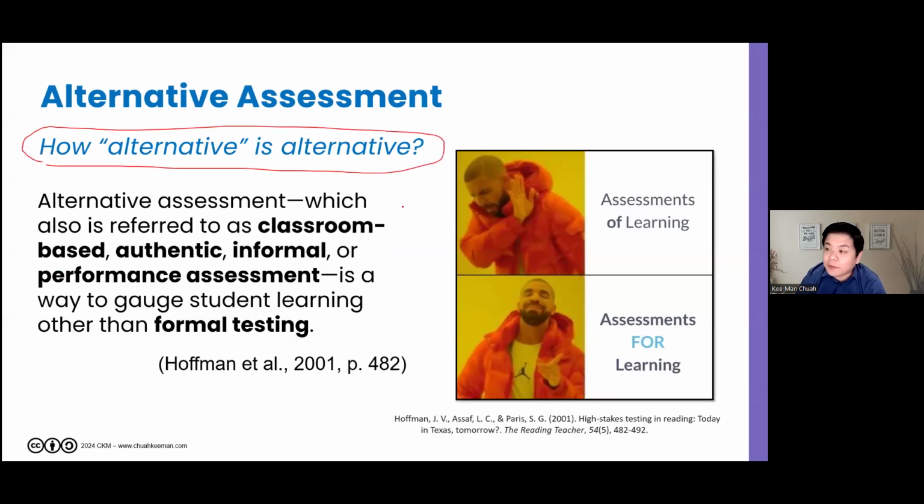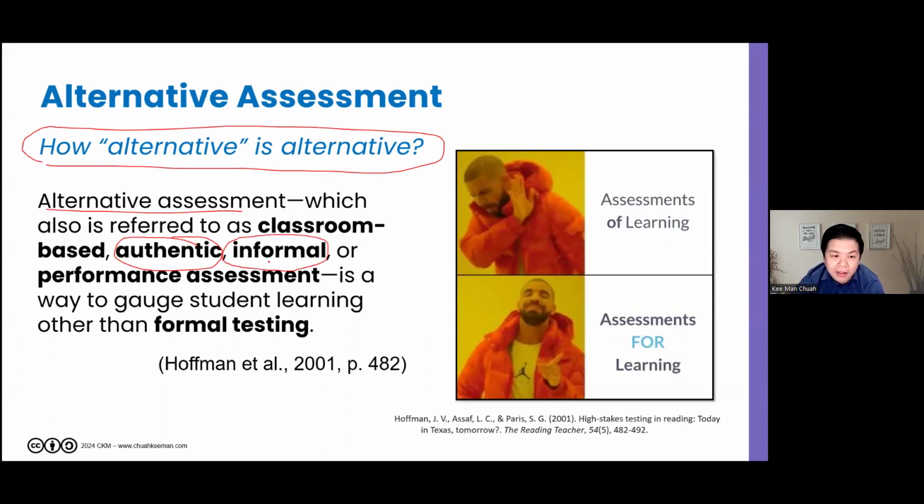Because it's almost 4 decades now, like I said, all this for more than 4 decades. We're talking about all this classroom-based assessment, alternative assessment, authentic assessment, and still people are arguing whether what we're doing is really authentic or really alternative. So this is the term first, and you can see authentic is part of it. All right. And it says here informal.